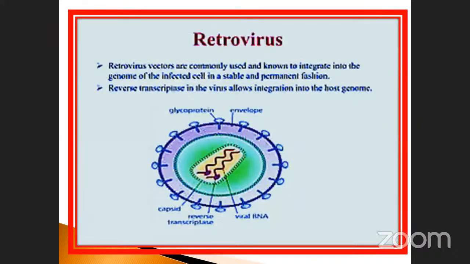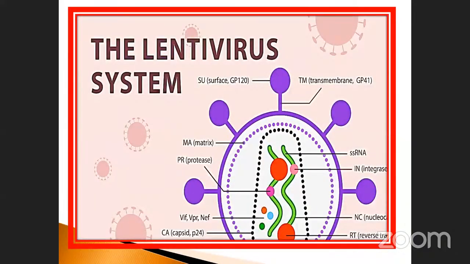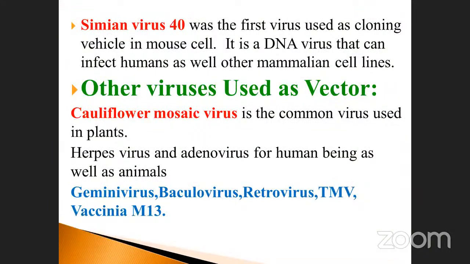Okay. So that also includes retrovirus, and already we saw adenovirus also, and the lentivirus system also, adeno-associated virus also there, and simian virus 40 we already discussed.